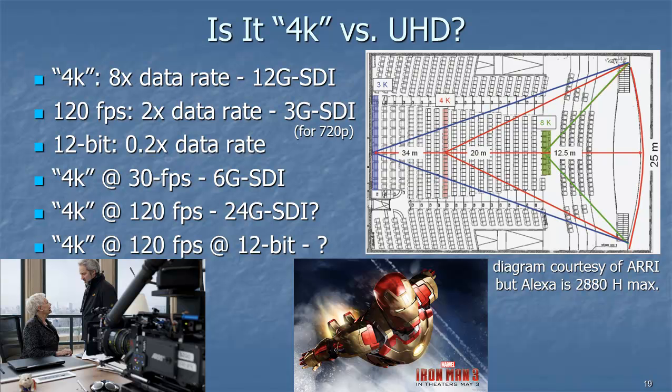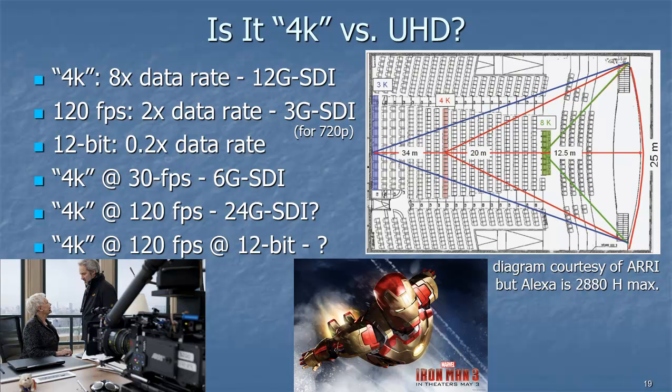Now, the industry may be moving away from SDI towards Ethernet. Well, 12G is more than 10 gigabit Ethernet. So you can't even get this into 10 gigabit Ethernet. If you just want to go to 120 frames per second, if you're starting with, say, 720p, then that's only 2 times the data rate, and you can do that in 3G SDI. If you want to do 12-bit, that's only 20% more data rate. Maybe you can squeeze it in by playing with audio or something like that.